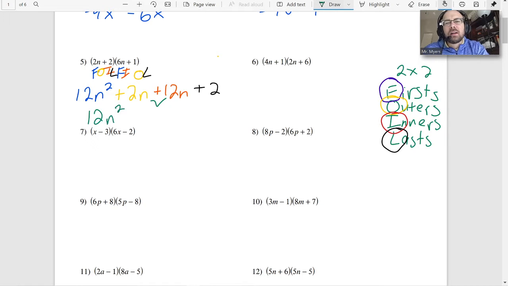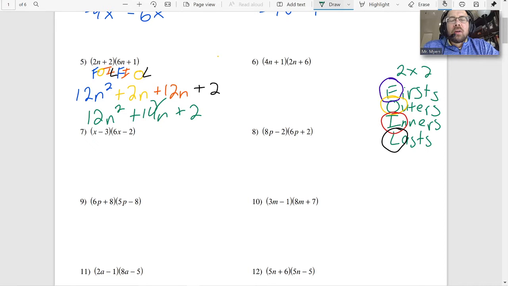Right, so 12n squared, nothing happens there. 2n plus 12n is 14n. And I guess I could have used orange for that one. Yellow and red make orange, but it's all good. I don't need to go too crazy with the color combining thing. So that's actually the final answer then. All right, that took a little bit more time, right? It kind of ramped up a little bit there. 12n squared plus 14n plus 2 is our final answer for number 5.